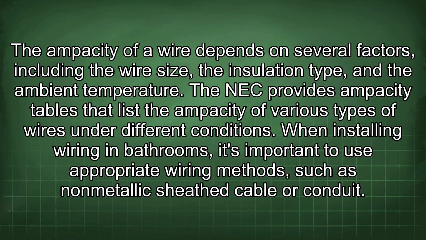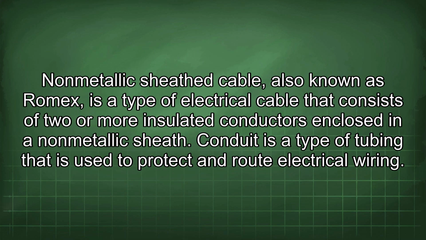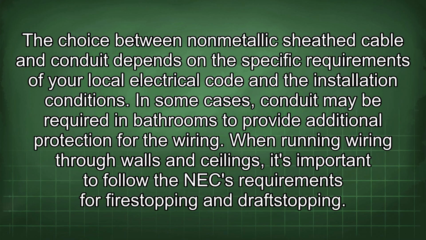When installing wiring in bathrooms, it's important to use appropriate wiring methods such as non-metallic sheathed cable or conduit. Non-metallic sheathed cable, also known as Romex, is a type of electrical cable that consists of two or more insulated conductors enclosed in a non-metallic sheath. Conduit is a type of tubing that is used to protect and route electrical wiring. The choice between non-metallic sheathed cable and conduit depends on the specific requirements of your local electrical code and the installation conditions. In some cases, conduit may be required in bathrooms to provide additional protection for the wiring.